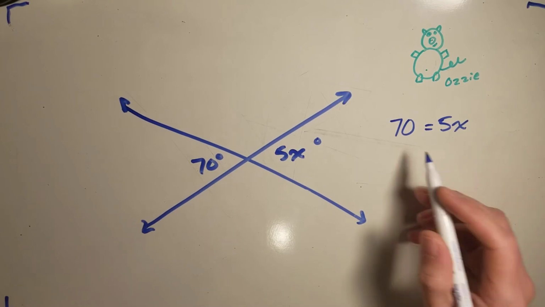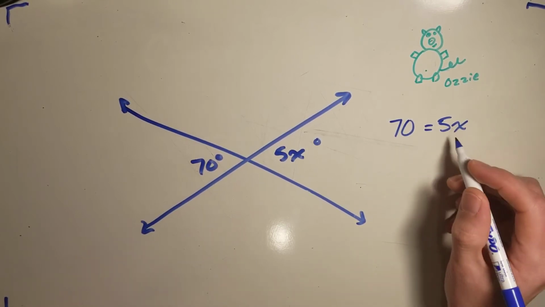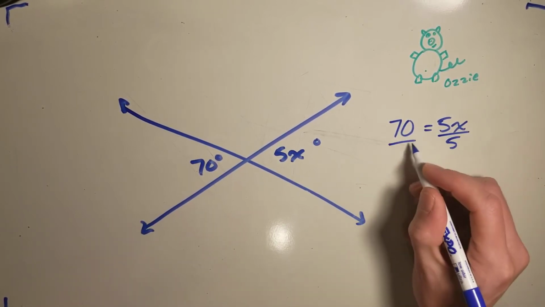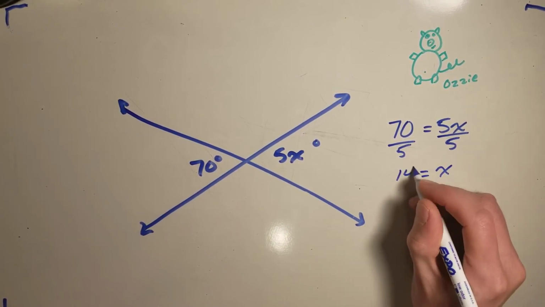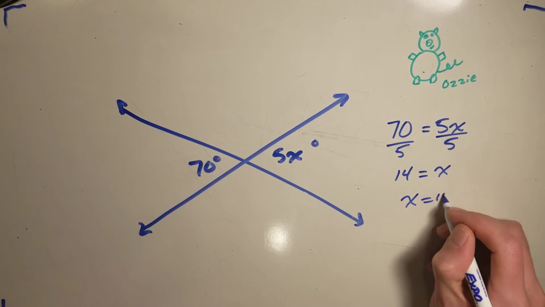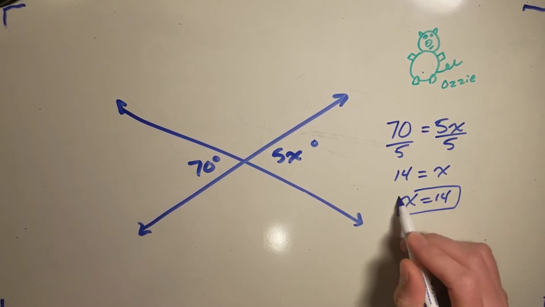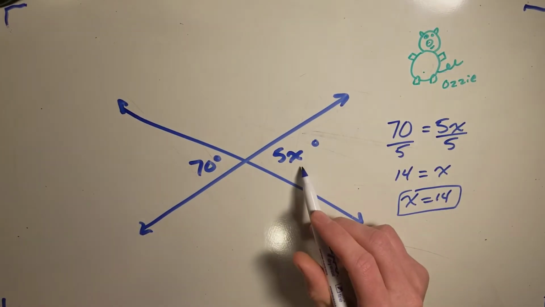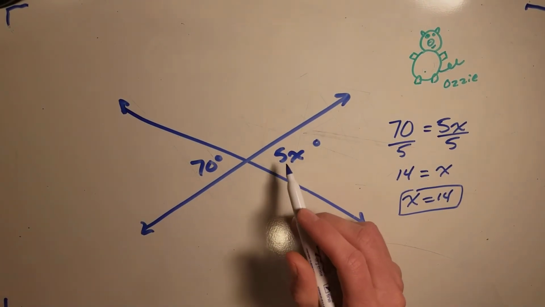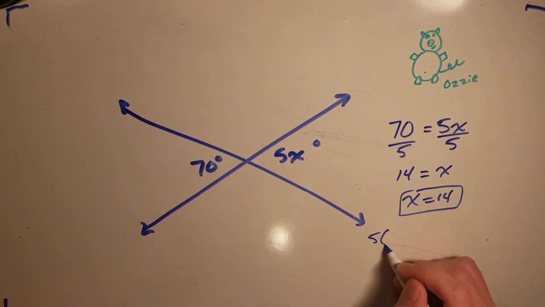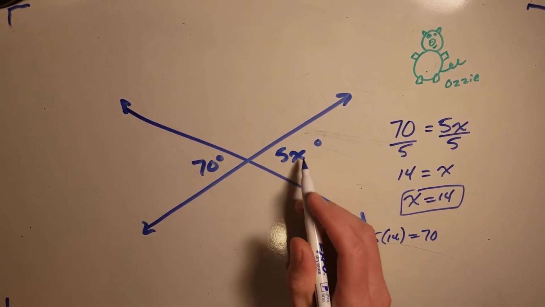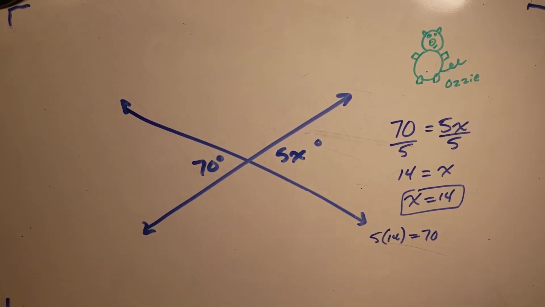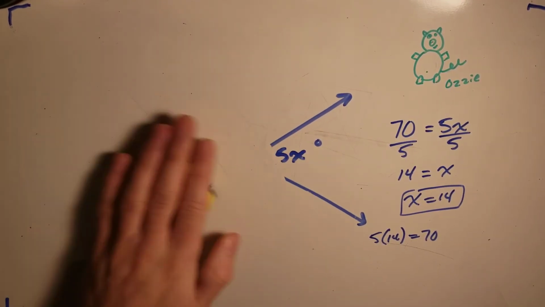We're really close. All we need to do is divide both sides by 5. 70 divided by 5, we should get 14. So our value for x is 14. If you were to substitute 14 back into this angle, which is represented by 5x, 5 times 14 does equal 70. So this angle equals 70, which it should, because they're vertical. Let's move on to our next example.